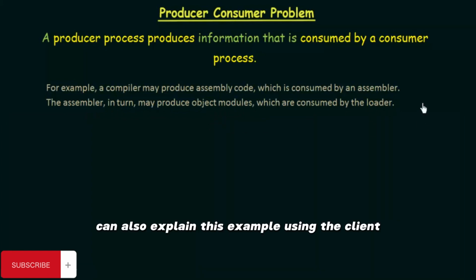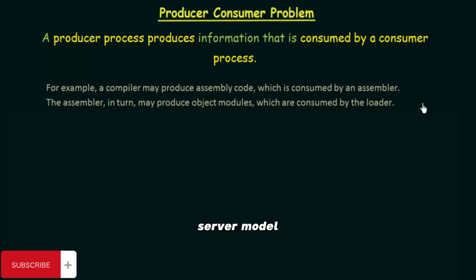Alright, we can also explain this example using the client-server model. Let's say that you are accessing the internet. There the client is accessing the server. The server is the producer, which is producing web pages or HTML files. And the client is the consumer, which is consuming those files produced by the server. And how is it consuming? It is reading, or accessing, them. So that is the producer-consumer problem.